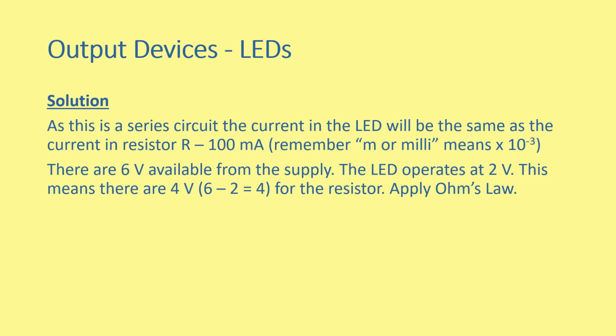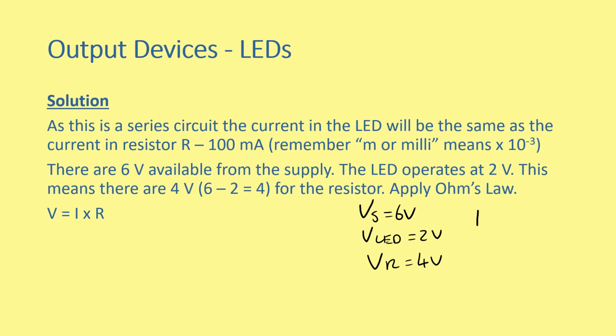We need to apply Ohm's law. So we have a supply voltage of 6 volts. We know that the LED is 2 volts. And we can then work out that the voltage across the resistor is equal to 4 volts. Now, you working this out shows you understand the operation of an LED. So working out the voltage across the resistor actually gives you 1 mark. If you don't work this out, then later on you're only going to receive 1 mark for the equation.